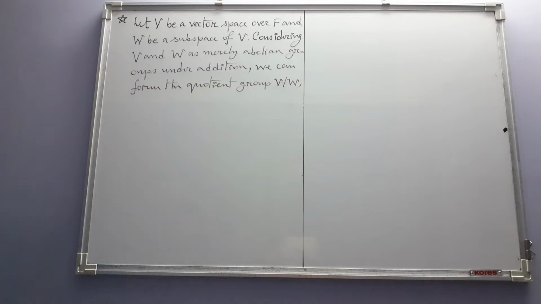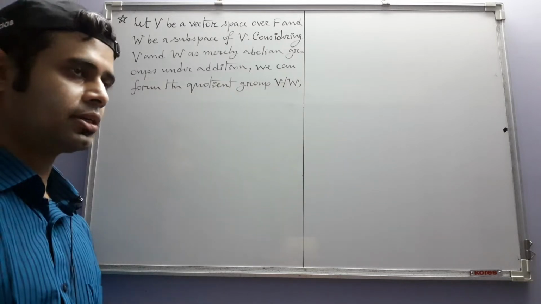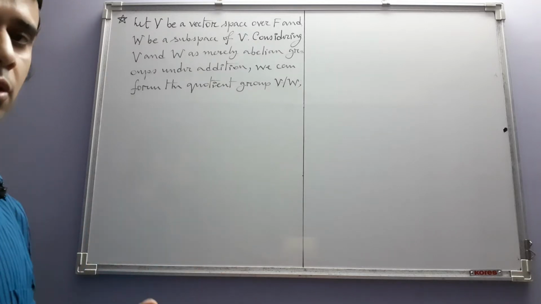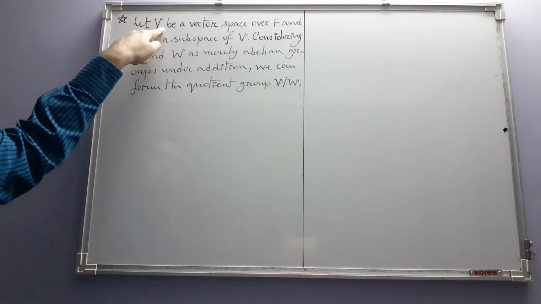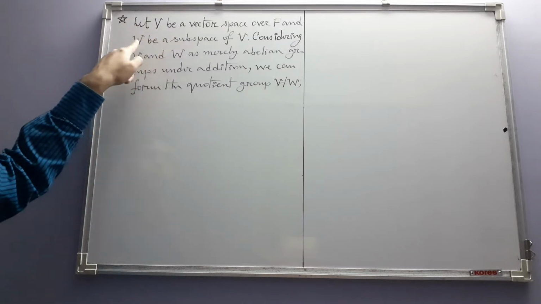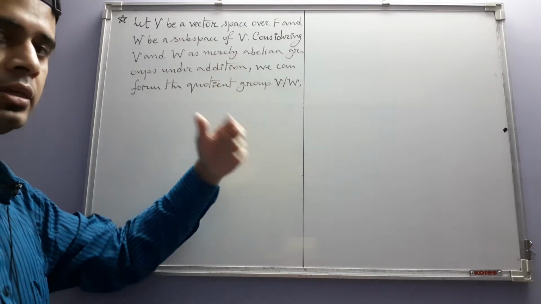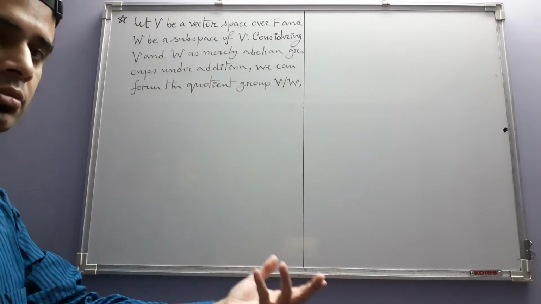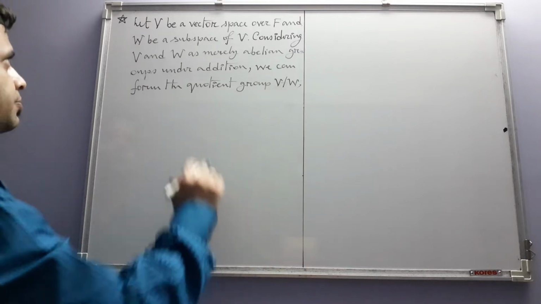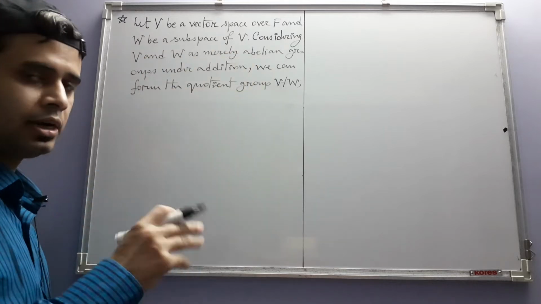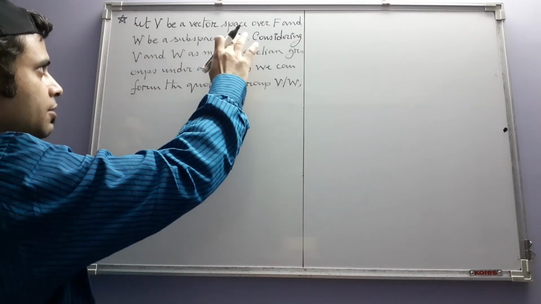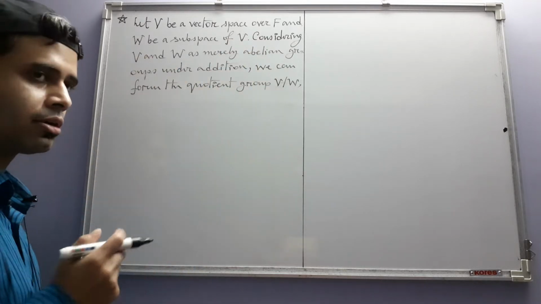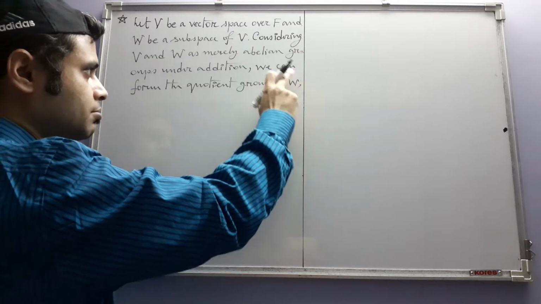V by W. So we know that every vector space is an abelian group under an operation which we usually call addition. So V is an abelian group under addition, and W being a subspace of V, besides other things, is also an abelian group under that same operation restricted on it. In other words, W is a subgroup of V under that addition. And since our original group V is abelian, W is automatically normal in V. So we can form the quotient group.